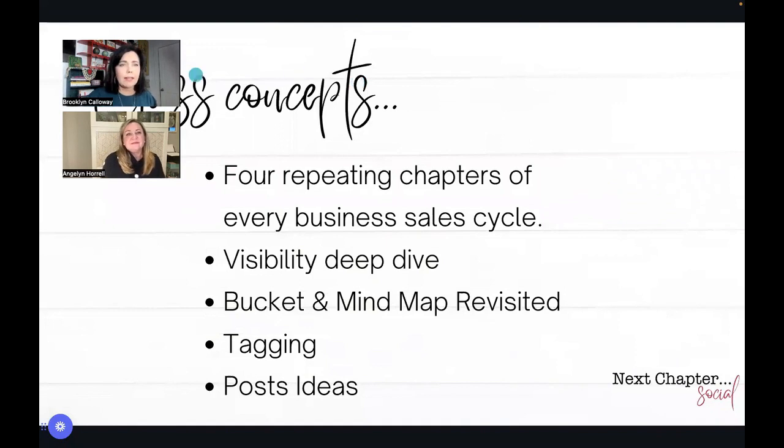So the concepts that we're going to cover in today's class are basically, we're going to talk about the 4 repeating chapters of every business sales cycle. We're going to do a visibility deep dive. We're going to revisit the buckets and the mind maps that you learned way back in your past. You'll have to pull that out of your brain. We're going to talk about tagging other accounts and some post ideas with tagging other accounts.